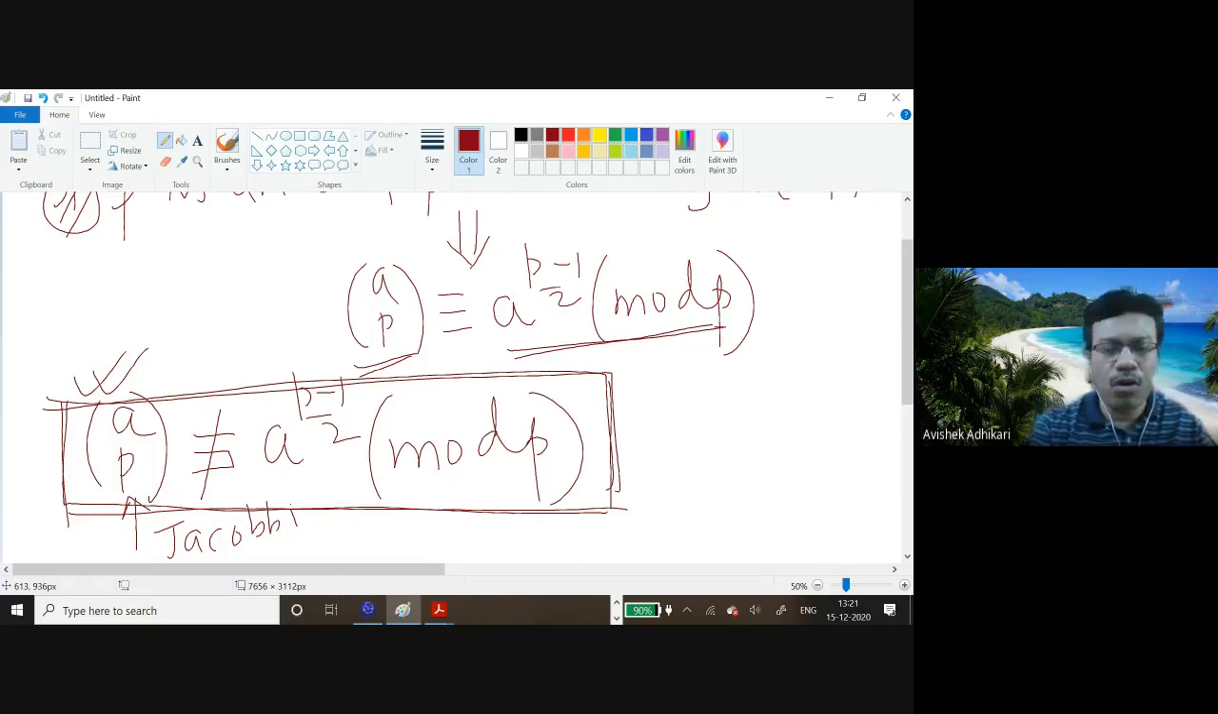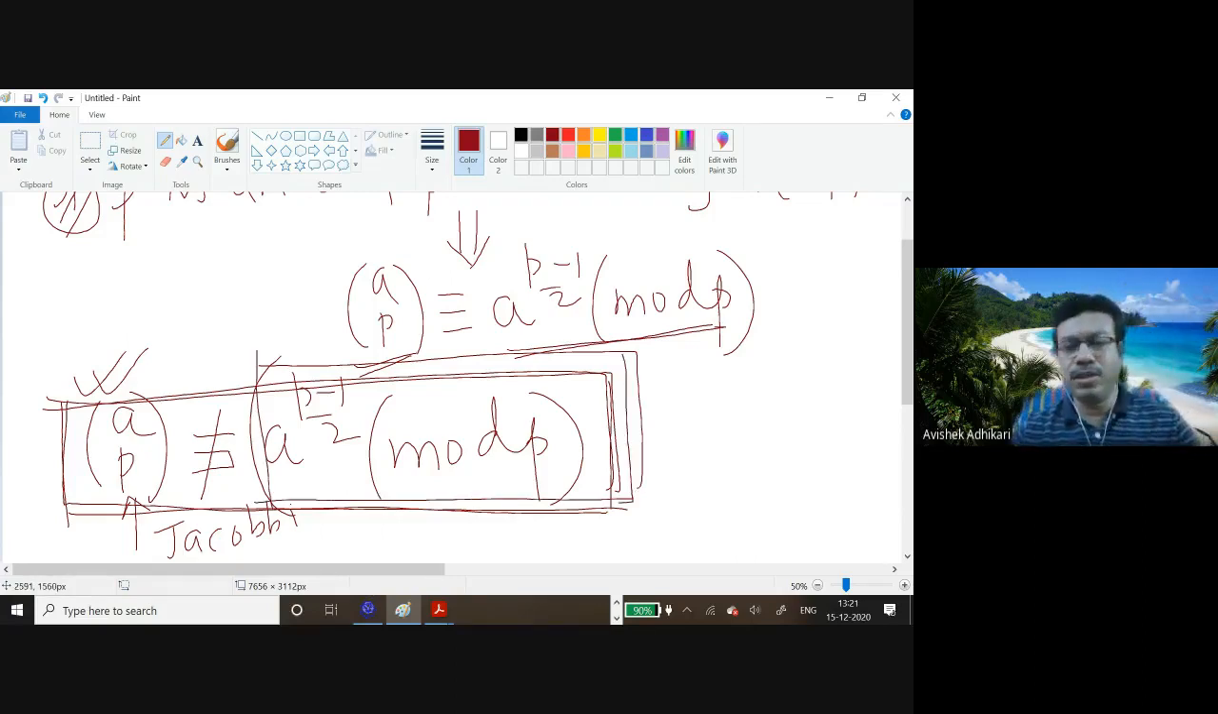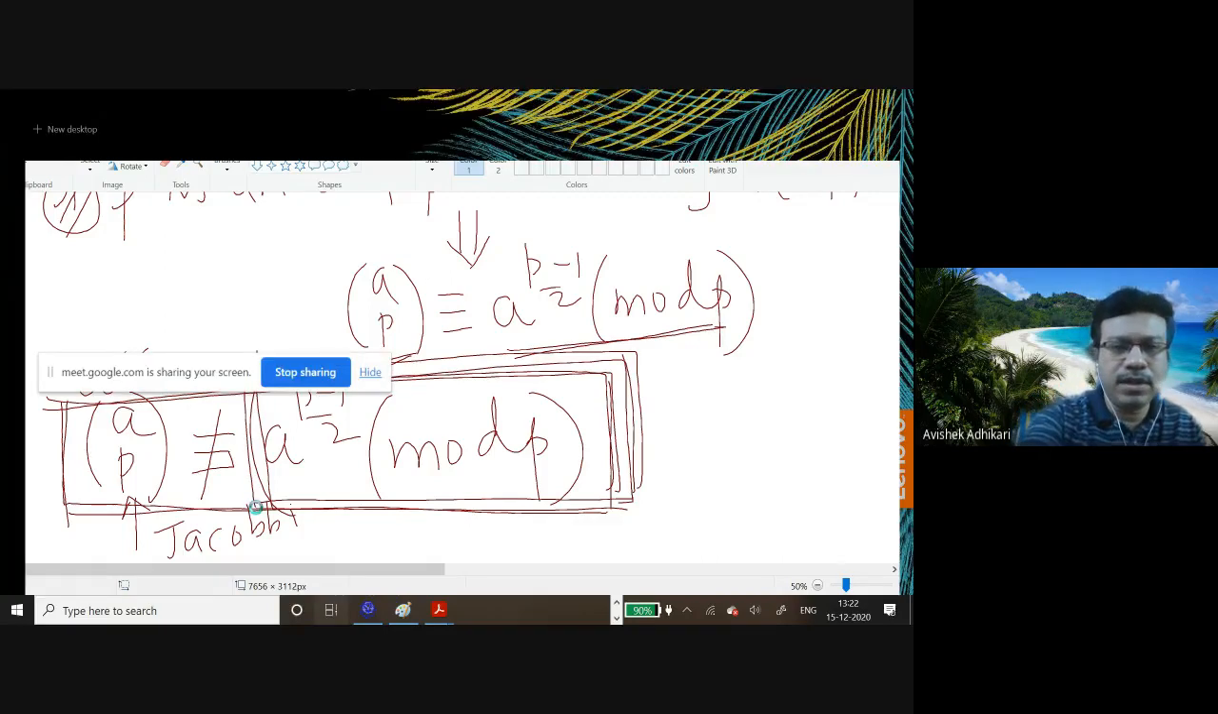So P is an odd number, and then you can calculate the Jacobi symbol efficiently by using the law of quadratic reciprocity, and you can calculate this one also by using the square and multiply algorithm. As I already mentioned while teaching you the RSA crypto system, a to the power (P minus 1)/2 modulo P can be calculated efficiently by using the square and multiply algorithm. So you calculated this part separately and this part separately.